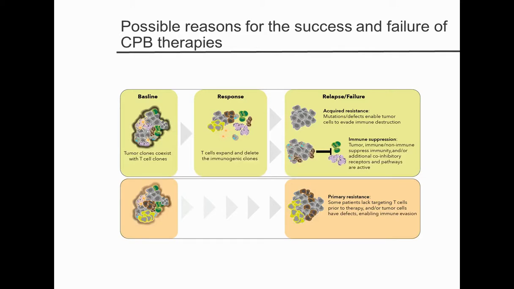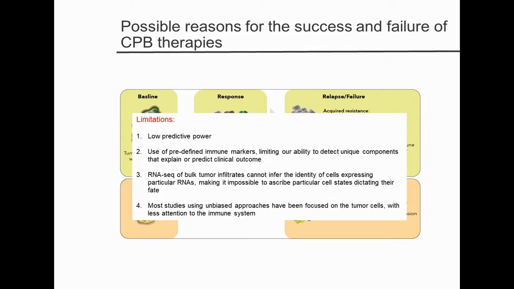And again, this could be due to acquired mutations that the tumor has acquired that enable it to evade immune destruction or detection by the immune system, or by altering the immune system by generating a more tumor-supporting microenvironment, such as the upregulation of additional co-inhibitory receptors or the attraction of suppressive cells that can suppress the activity of the cytotoxic CD8 T-cells.